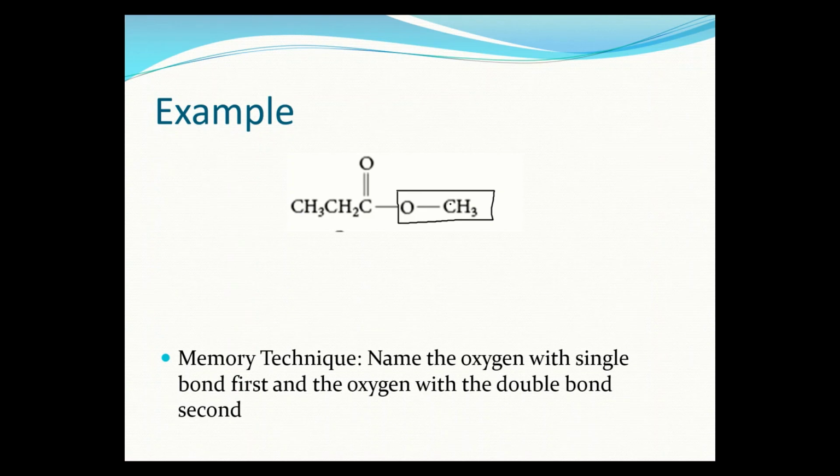So we have one carbon attached to the single bond oxygen. That means methyl is the first part. And then here we have our double bond oxygen over here. This double bond oxygen is attached to 1, 2, 3 carbons. So 3 carbons is propane. But it would be propanoate because all esters end in oate.